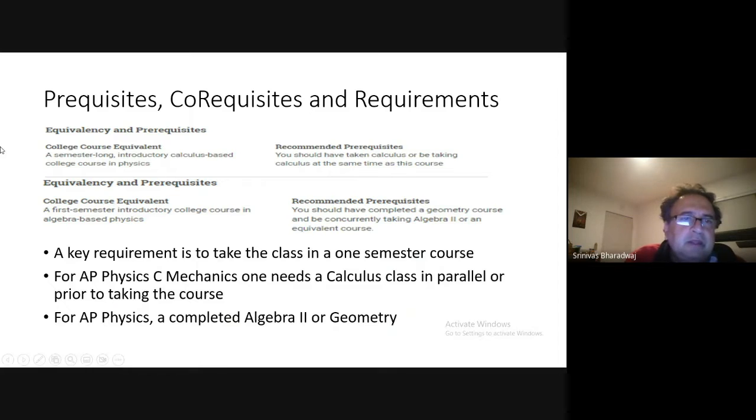We also have an AP Calculus BC program, and that can be taken in parallel, but typically it is better if you've taken calculus before you take AP Physics C Mechanics as part of your high school program. It is recommended as a prerequisite, or at least a co-requisite. We teach a little bit as a refresher, but you can also learn these things in parallel from our AP Physics C Mechanics.